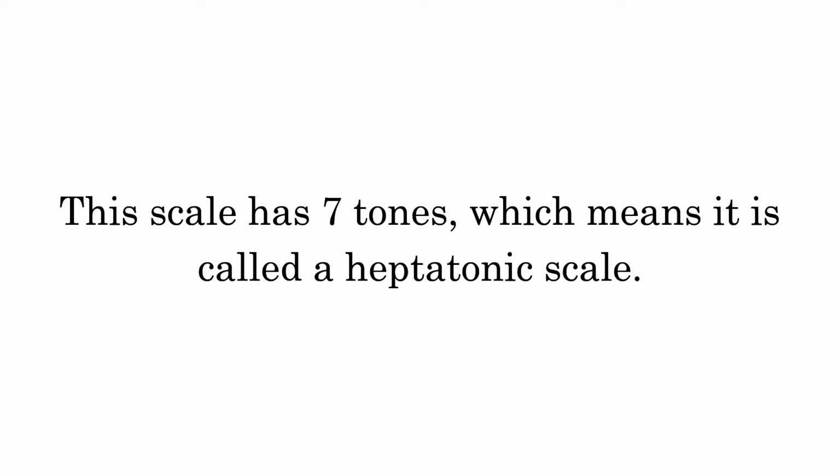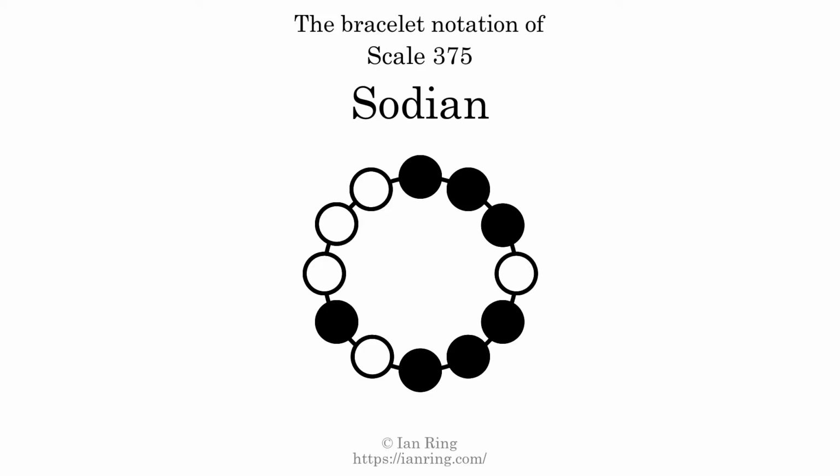This scale has 7 tones, which means it is called a heptatonic scale. This is a bracelet notation diagram of scale 375. The shaded circles represent tones that appear in the scale, and they are read clockwise, starting at the top.